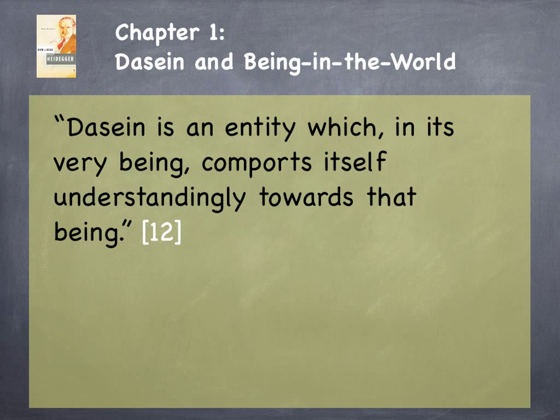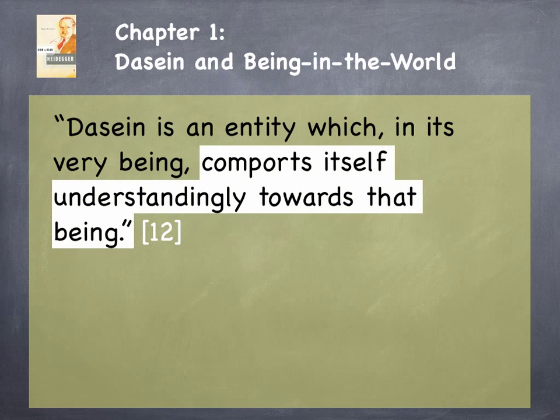Dasein is an entity which in its very being comports itself understandingly towards that being. Well, this is a direct quote from Heidegger himself, the man himself. The phrase in its very being I take to mean something like, in terms of the way it exists. So the sentence would say, Dasein, human beings, is an entity, a thing, that in terms of the way it exists, comports itself understandingly towards that being.